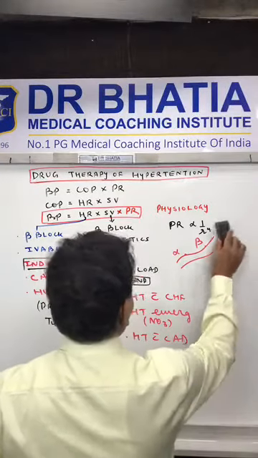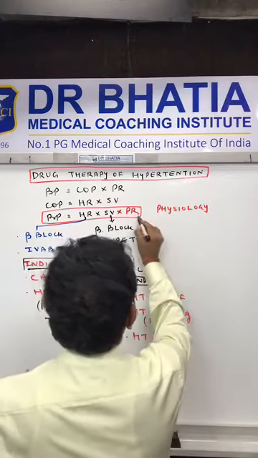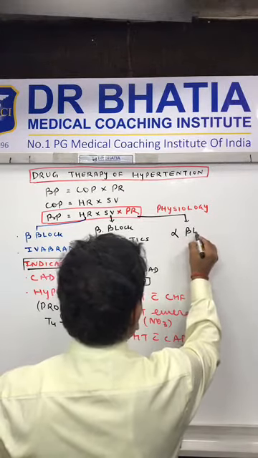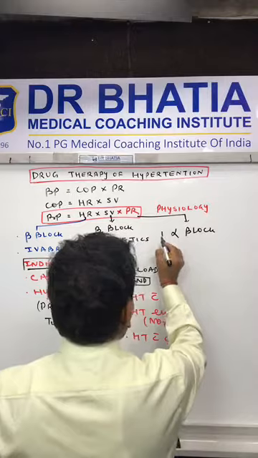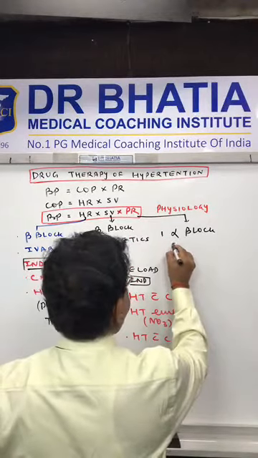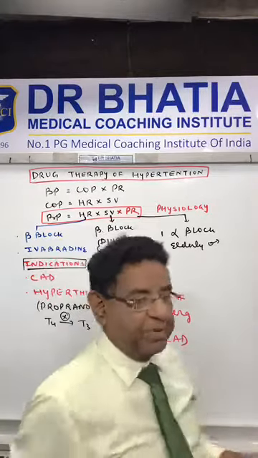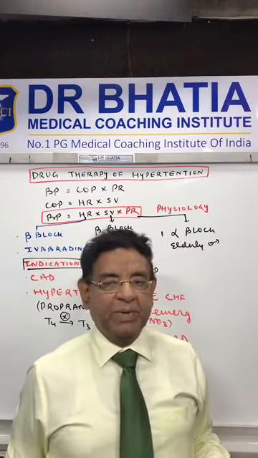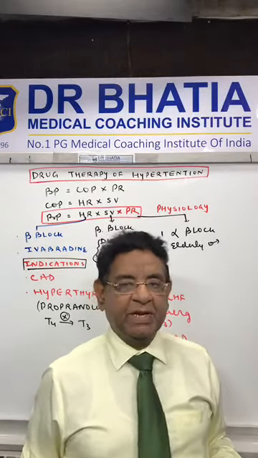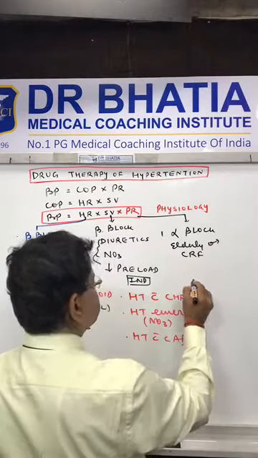This was the physiology. Now we come to pharmacology. Drugs which reduce peripheral resistance are alpha blockers, as I just told you, and alpha blockers are used in which conditions? Especially elderly males. Why? Because not only will they control BP, but they will also help in urine outflow in benign prostatic hypertrophy. We can also use them in case of hypertension with CRF.